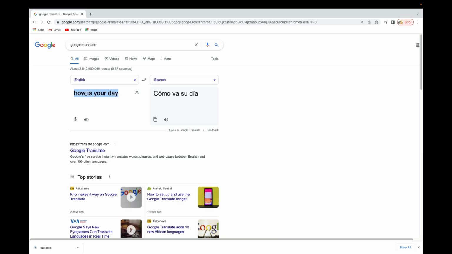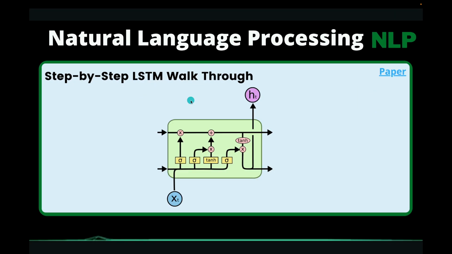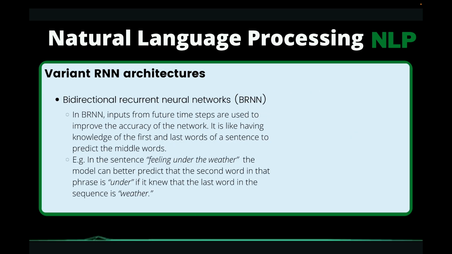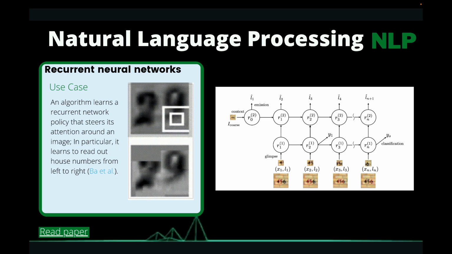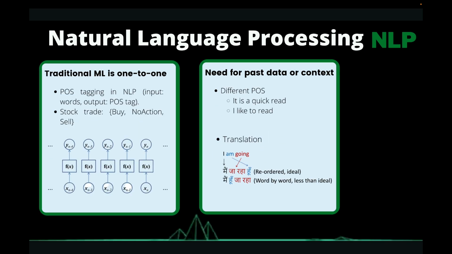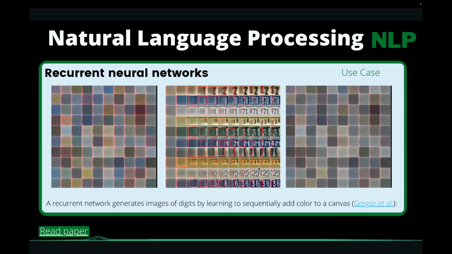It's not that it's going to translate "how" on its own, "is" on its own, "your" on its own, "day" on its own. It has to wait to get the context of whatever you are saying, so that it will be able to give you the right translation. If you remember when we went all the way back and gave the example of translating English to Hindi, "I am going", if you translate word to word, it's going to give you a different translation altogether. So you need to get the entire context so that you can reorder it correctly. That's what this is going to do.